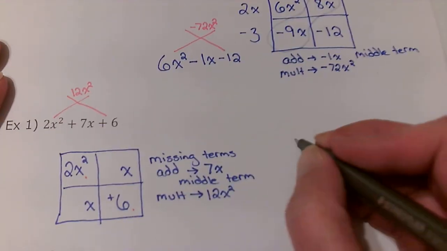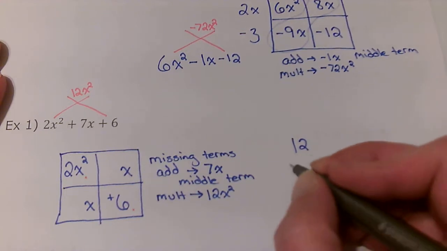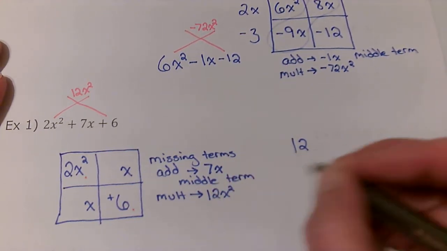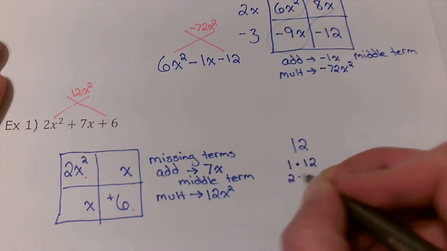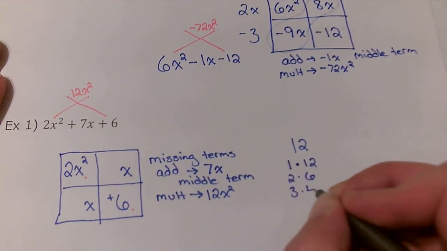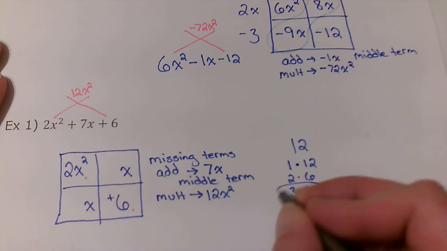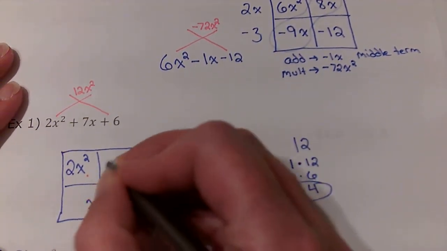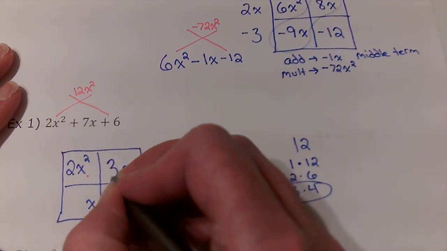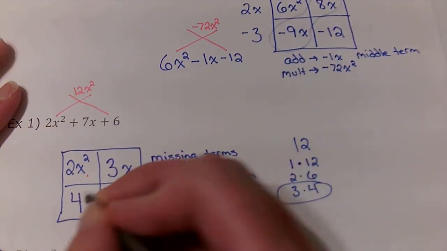So remember what we did yesterday. If they add to be a positive, they're both going to be positive. So 1 times 12, 2 times 6, 3 times 4. Oh, there they are. So I can put them in any order I want. I'm going to put the 3x there and the 4x here.